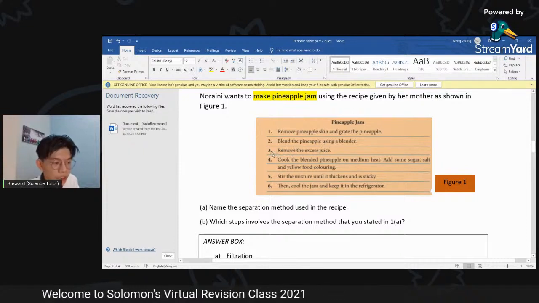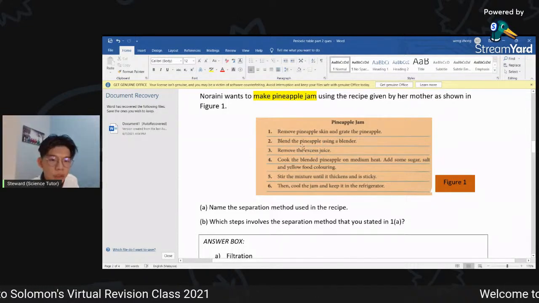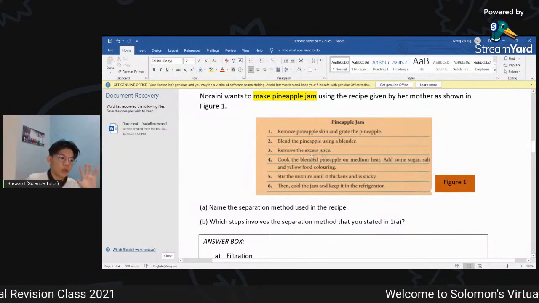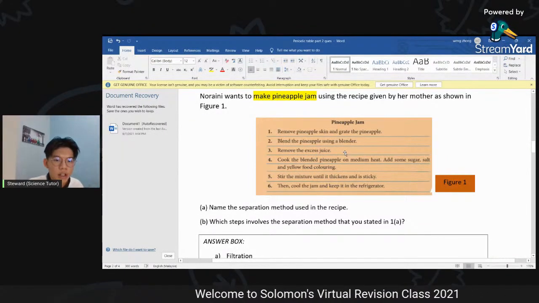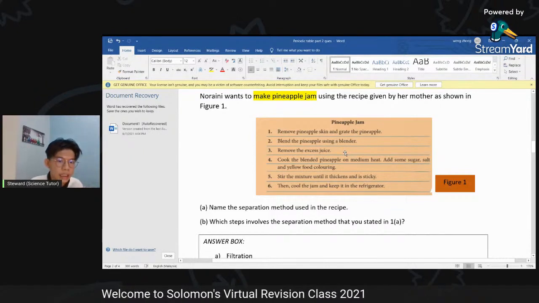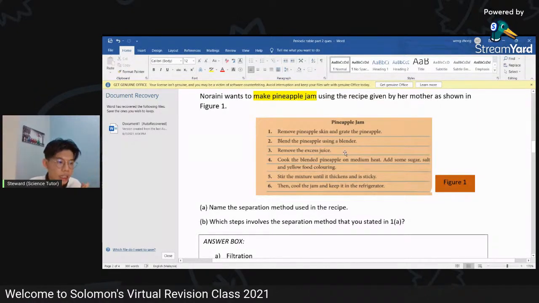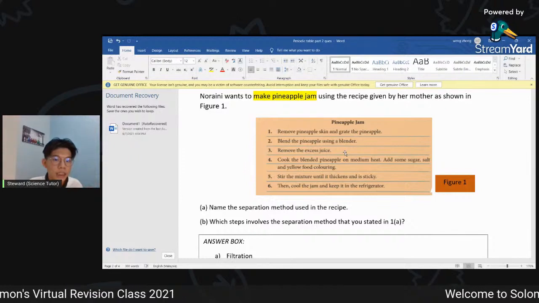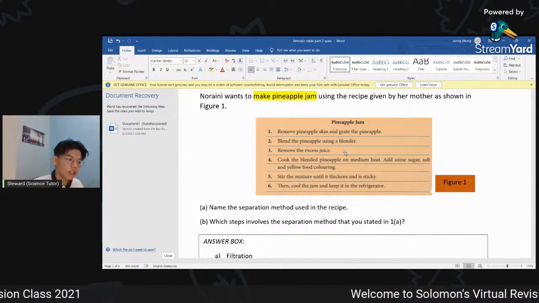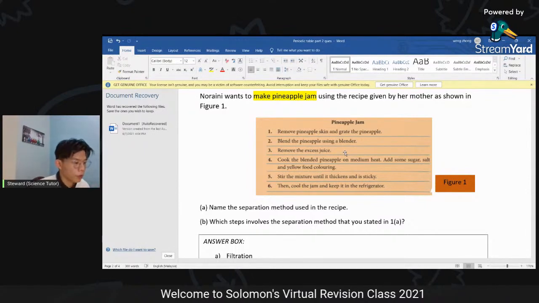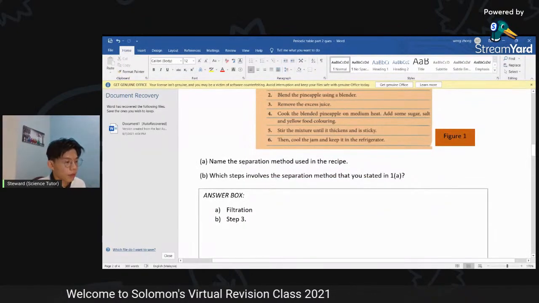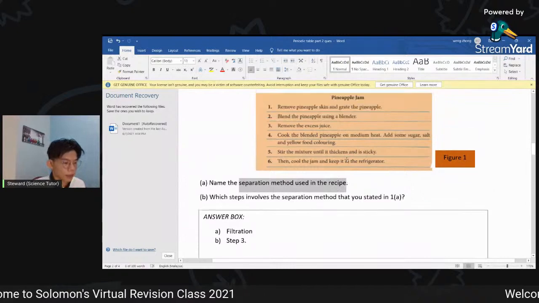Tapi untuk remove excess juice daripada pineapple ni perlu ke tak? Sebab dia satu process of like squeezing kan. Kita nak mixture, kita nak tu pineapple saja, kita tak nak tu juice kan. So one of the method of separation dah lah. Sebab kita nak separate benda dah. Okay. So name the separation method used in the recipe.